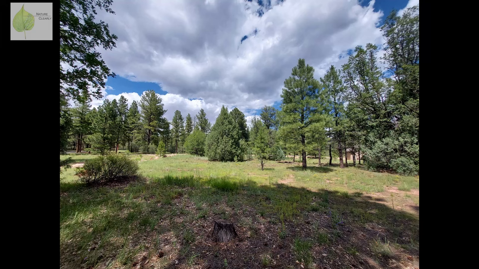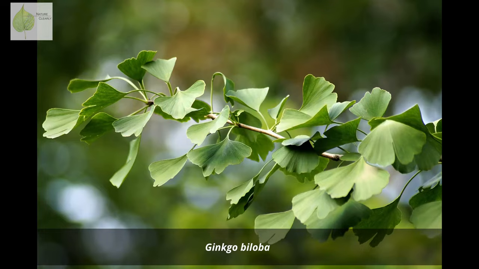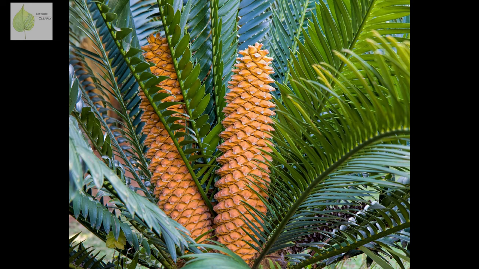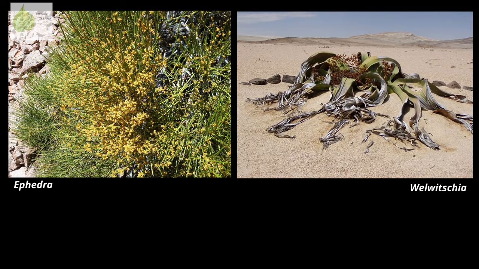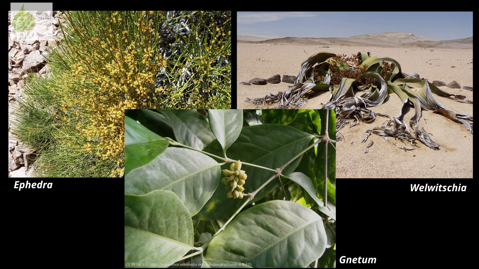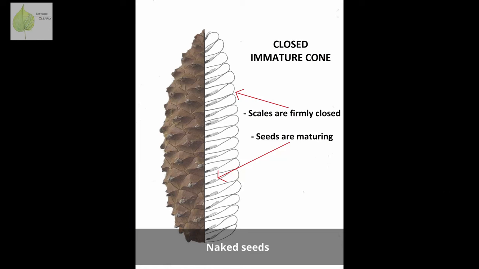You're all probably familiar with various coniferous trees, and Ginkgo biloba, the only species in the phylum Ginkgophyta, is also pretty well known. Cycads are tropical plants that look a lot like palms, and gnetophytes include three existing genera, Ephedra, the very unusual-looking Welwitschia, and Gnetum. I think it's fascinating to see these genera that are closely related, but look wildly different, but maybe that's a topic for a separate video.